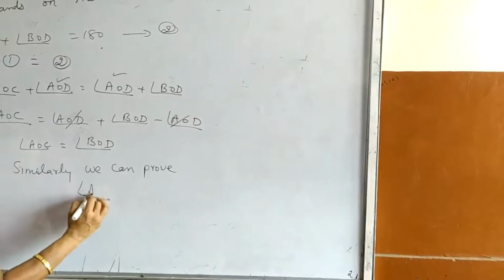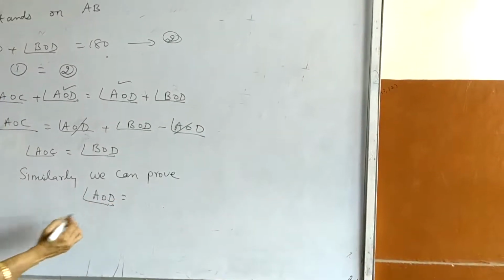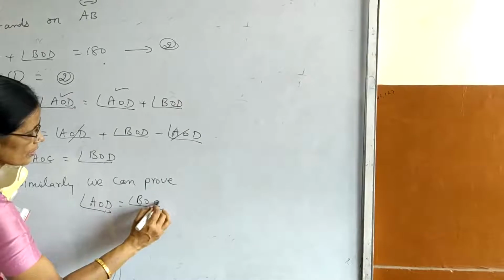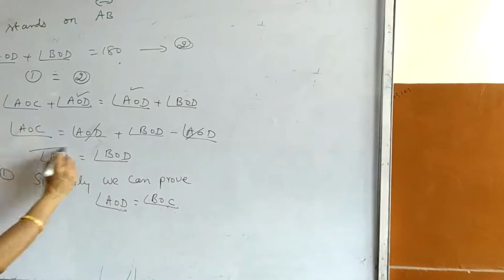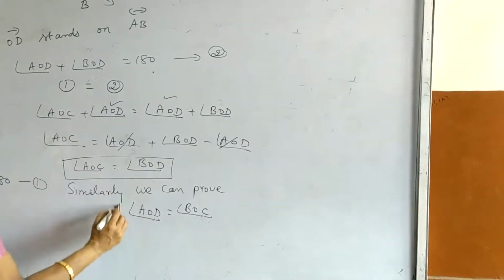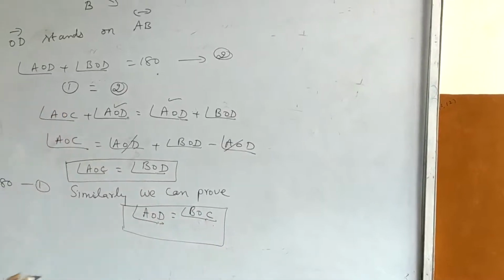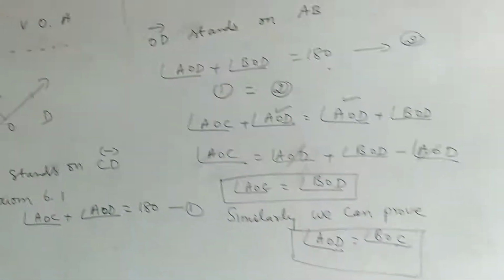Angle AOD is equal to what? Equal to BOC. Hence, we proved vertically opposite angles are equal. Let us recall the proof. This is the first theorem for you.